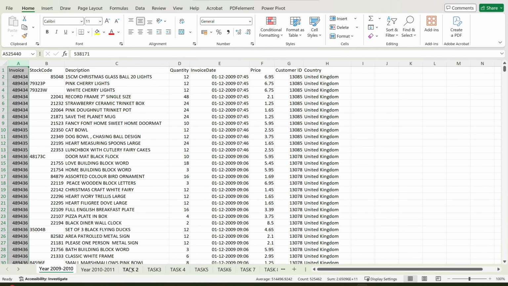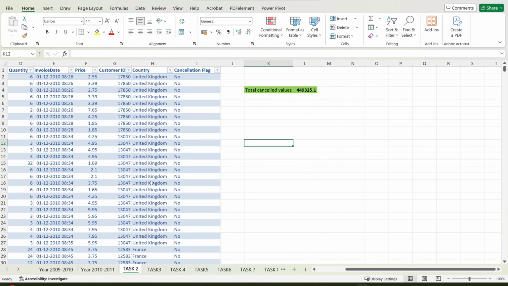Moving to task 2, that is the cancellation analysis. For cancellation, I used the LEFT function with IF to flag transactions starting with a C, then calculated 4,49,000 euro in cancelled values using SUMIF.